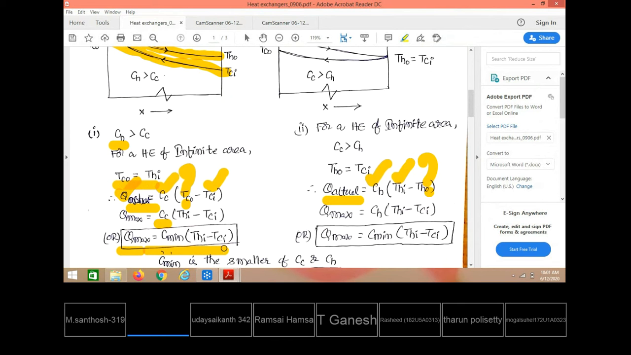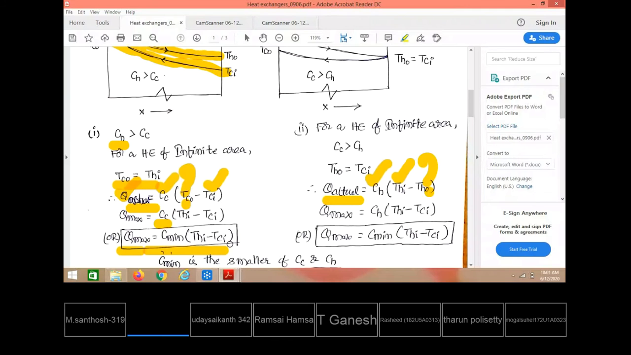So that is equal to C minimum. What is the C minimum? It is the heat capacity of the lowest heat capacity out of CH and CC. So whether for a hot fluid the CH is minimum or for a cold fluid CC is minimum, out of these two, whichever is minimum, that we are taking here as C minimum, and this will be multiplied by Thi minus Tci.